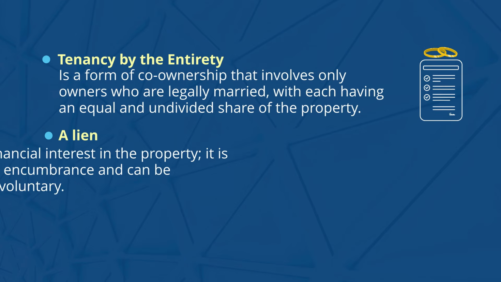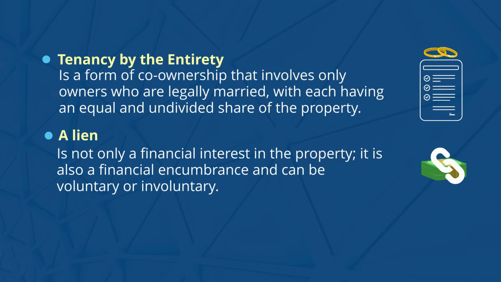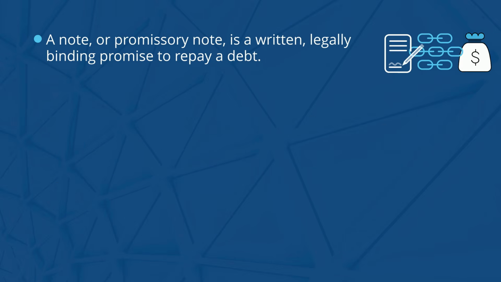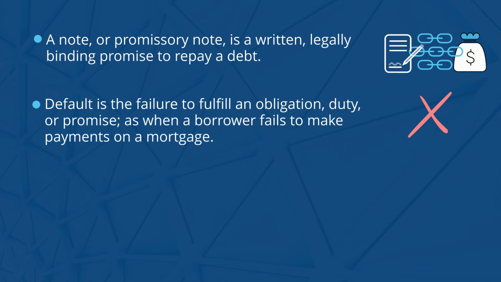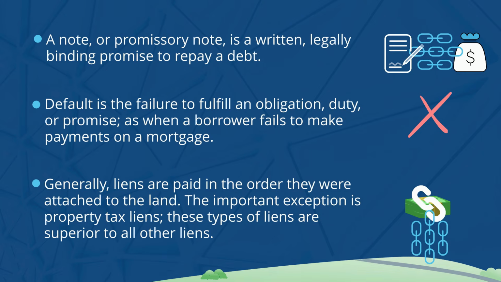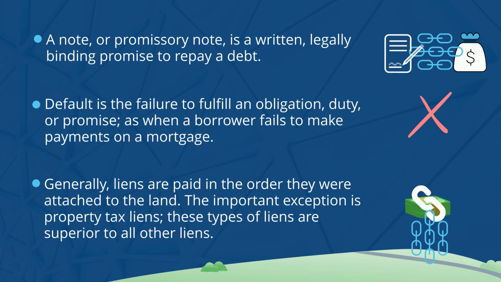A lien is not only a financial interest in the property, it is also a financial encumbrance and can be voluntary or involuntary. A note, a promissory note, is a written, legally binding promise to repay a debt. Default is the failure to fulfill an obligation, duty, or promise, as when a borrower fails to make payments on a mortgage. Generally, liens are paid in the order they were attached to the land. The important exception is a property tax lien. These types of liens are superior to all other liens.